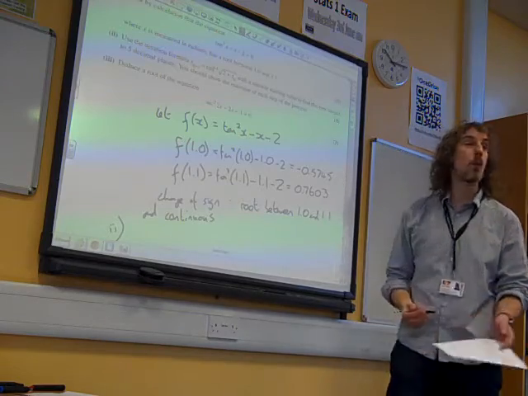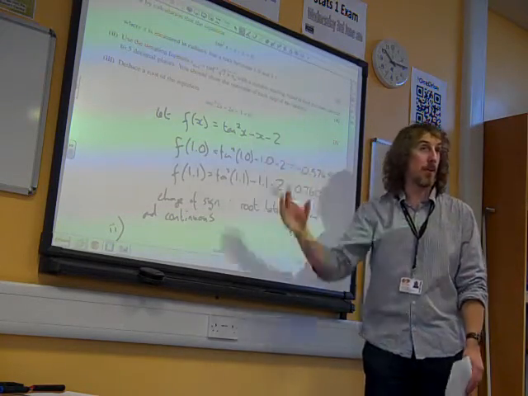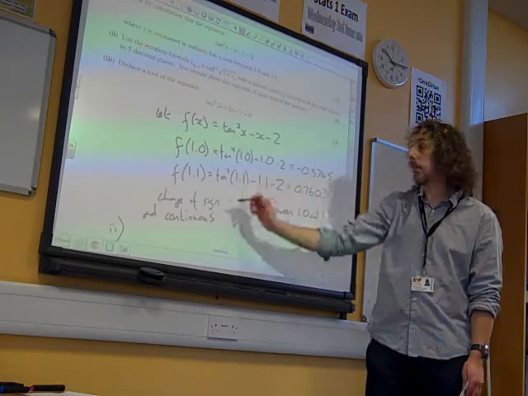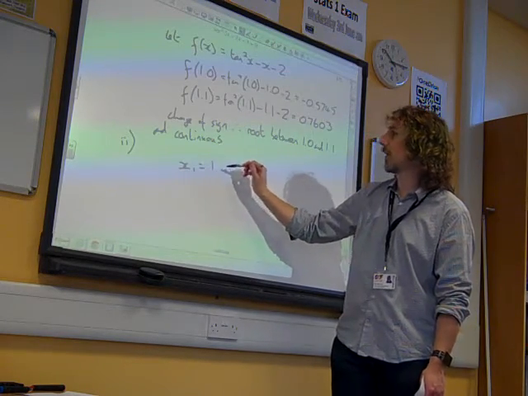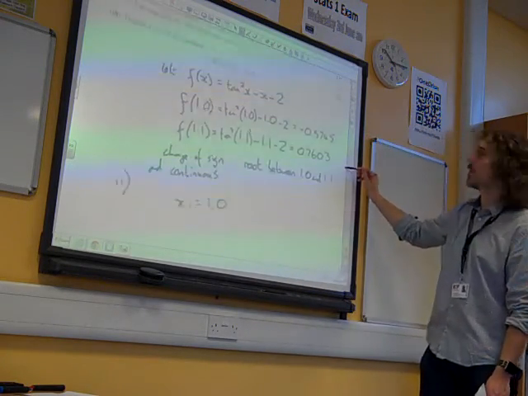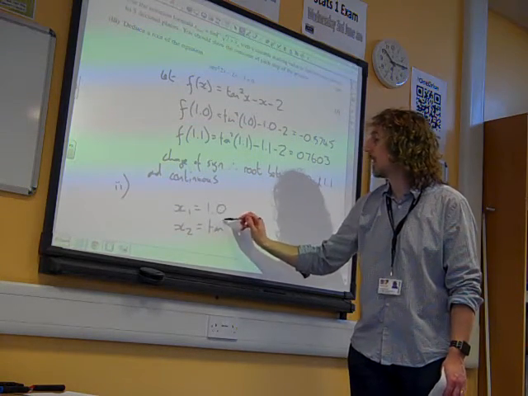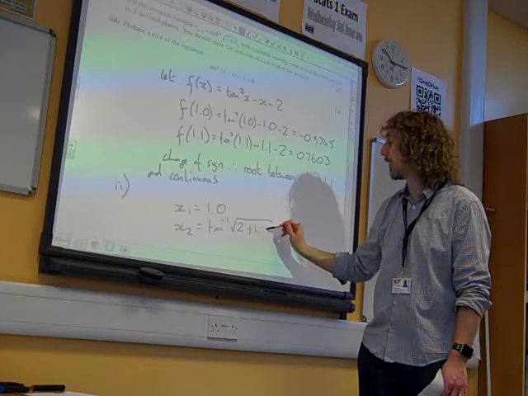So we'll go there. If you really want to start with 1.05, because that's halfway between them, that's all right as well. But the easiest way to do it is to start with either of those values, subbing it in. So we're going to say that x1 is 1.0. The function this time, x2 is the tan to the minus 1 of the square root of 2 plus 1.0.